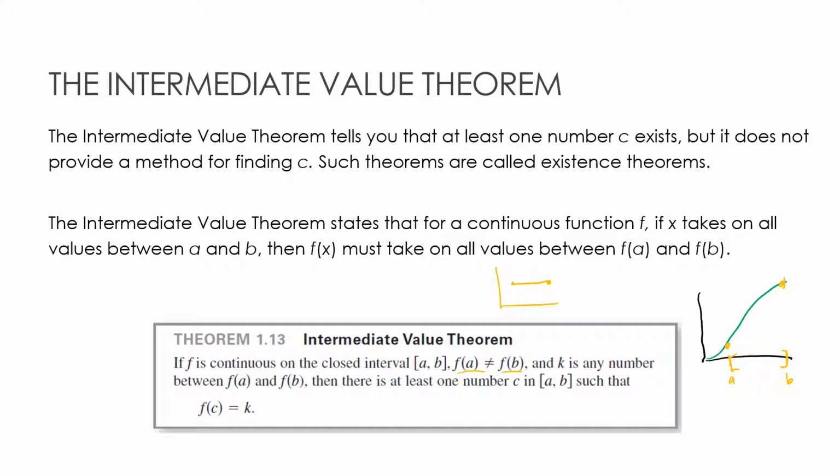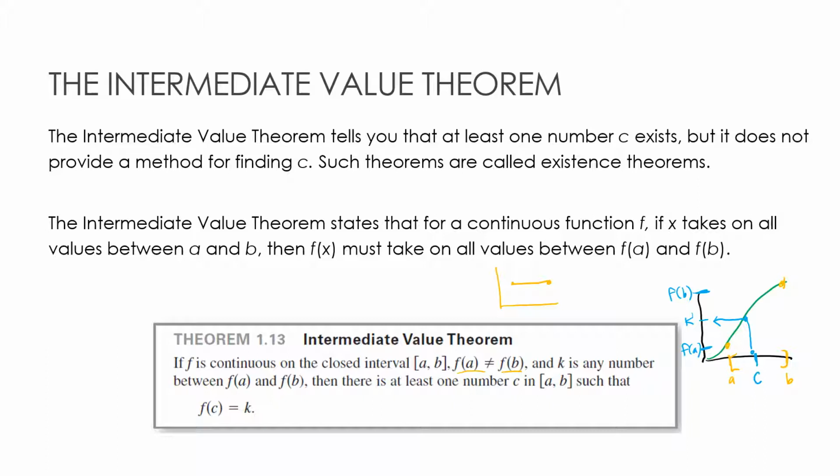You get the idea. Essentially what we're saying is, if k is any number between these two values, f of a and f of b, this is f of a, this is f of b, if I've got some number k in between those two values, then there's at least one number between a and b that we call c that gives me that f of c is equal to k.